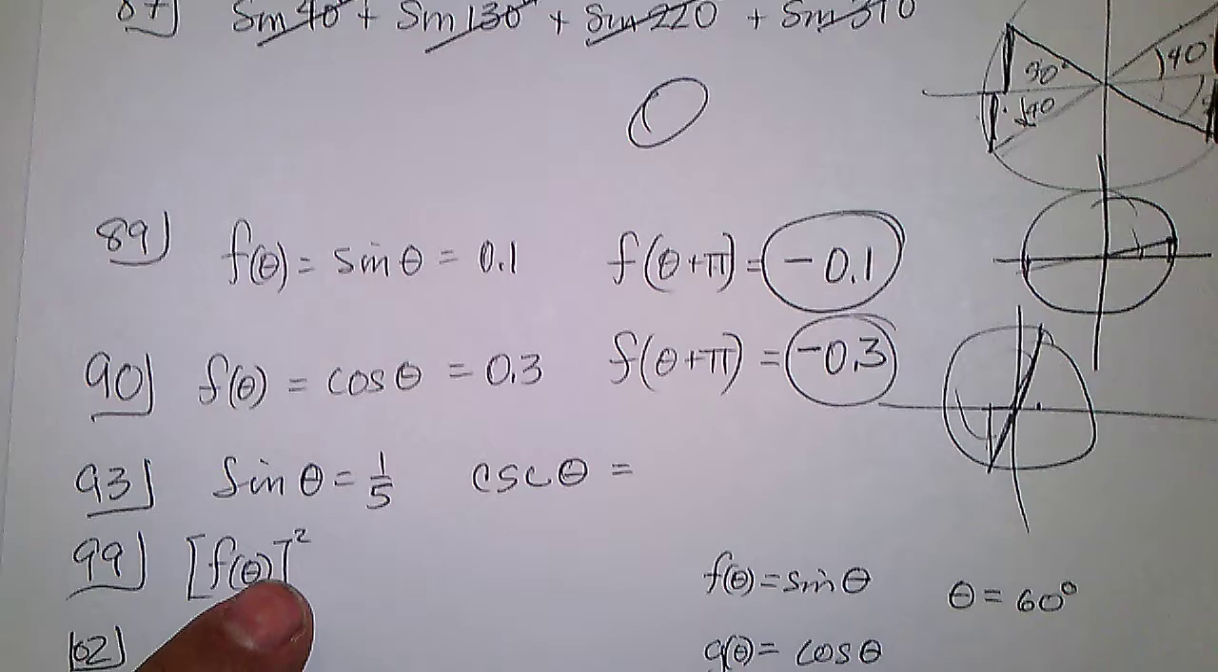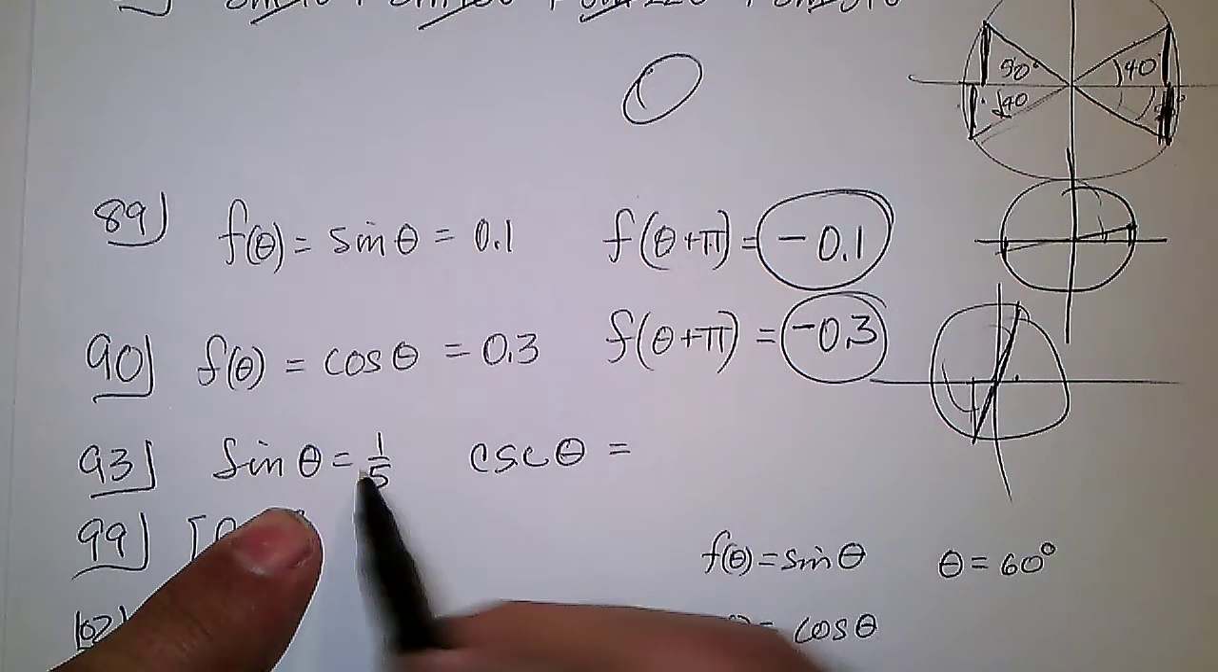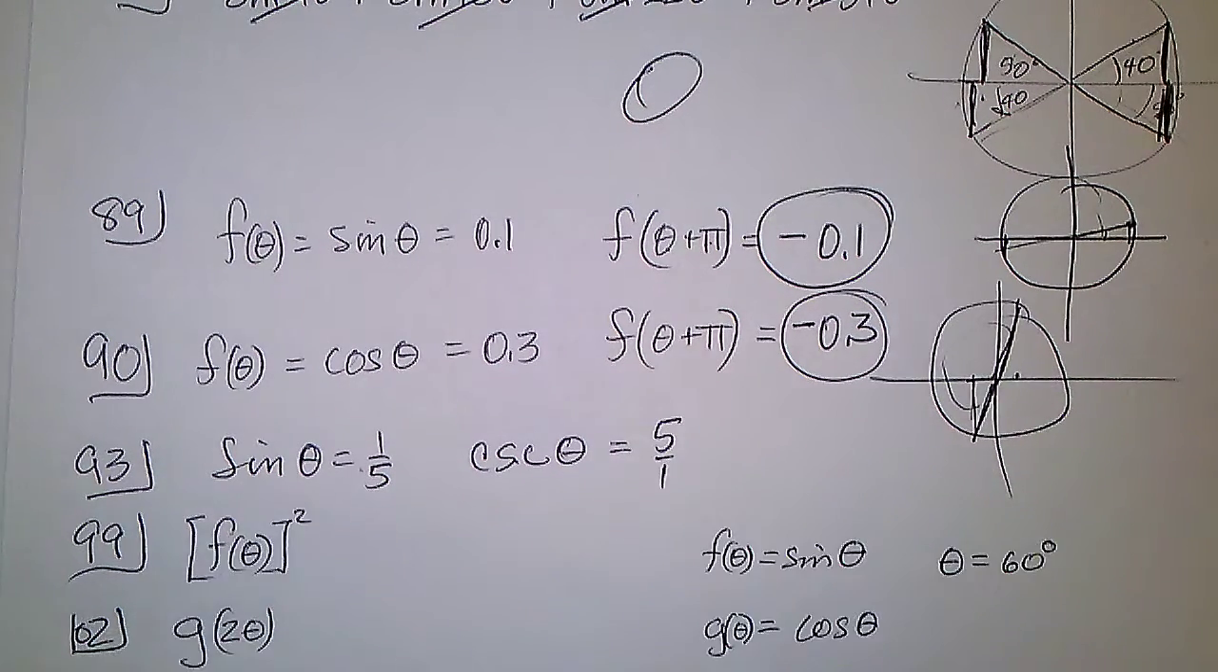93 says, if the sine is 1/5, what's the cosecant? Well, it's the reciprocal. It's 5 over 1.